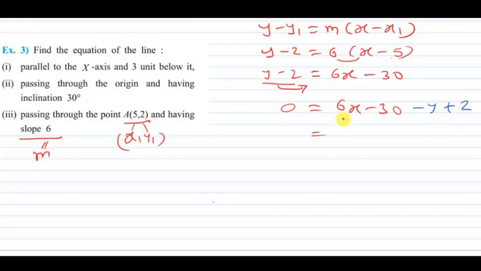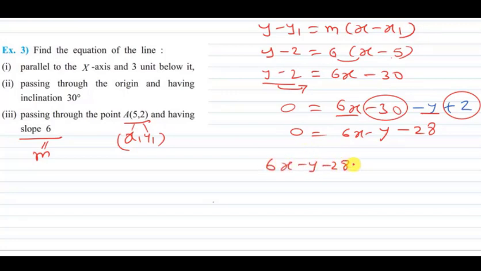So what I will get, 6x minus y minus 30 plus 2. It will be minus 28, right? So just switch left hand side and right hand side. What I will get: 6x minus y minus 28 equals 0. This is the equation of the line which is passing through (5, 2) and having slope 6, right? The next question.